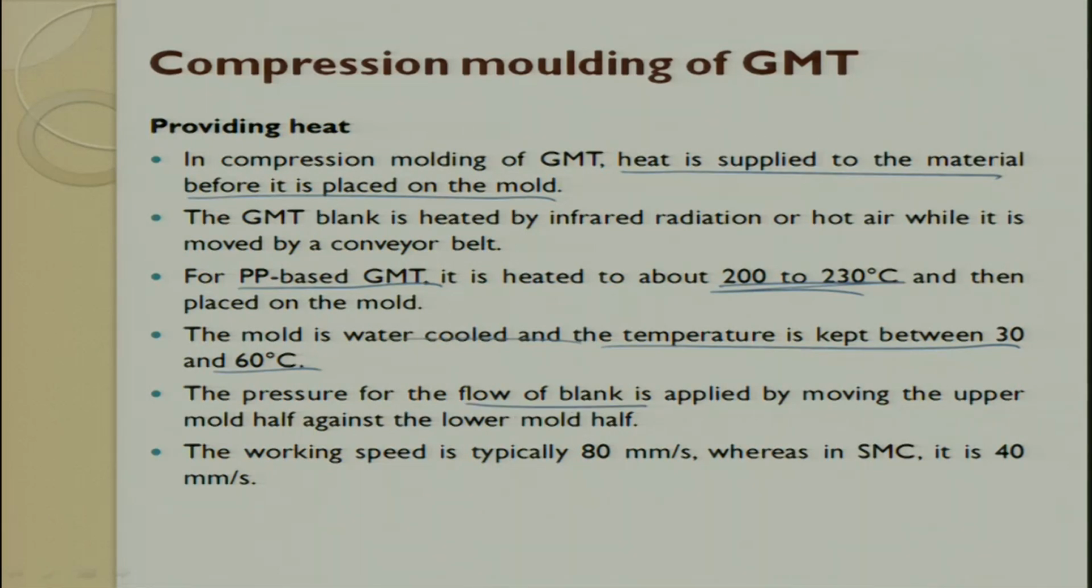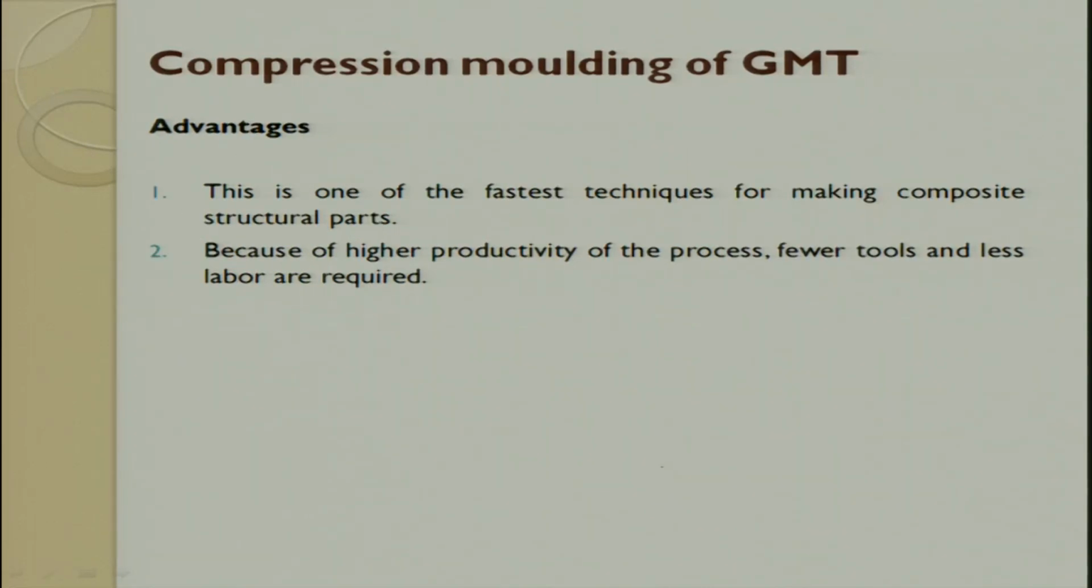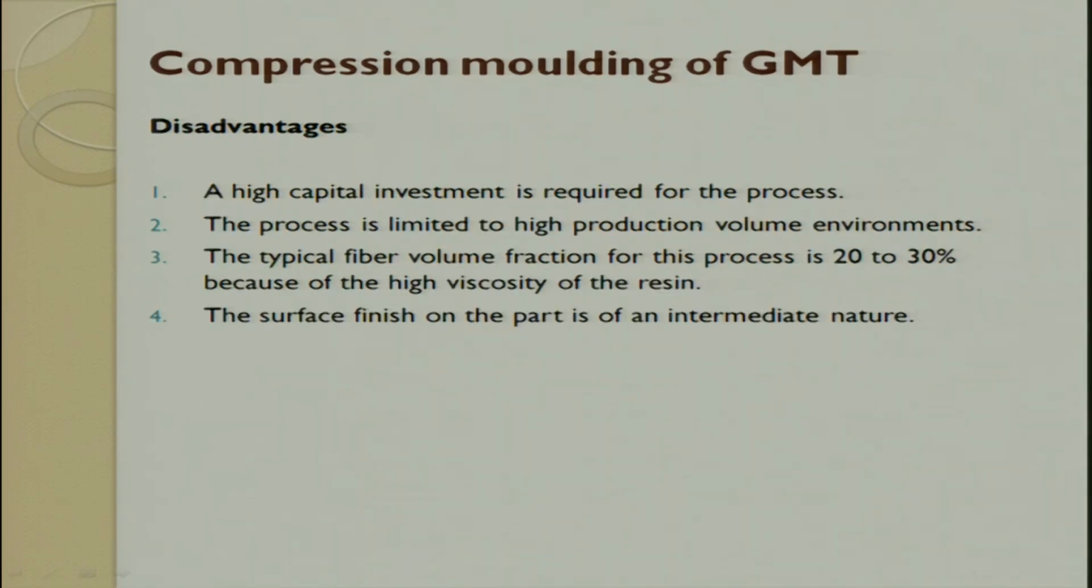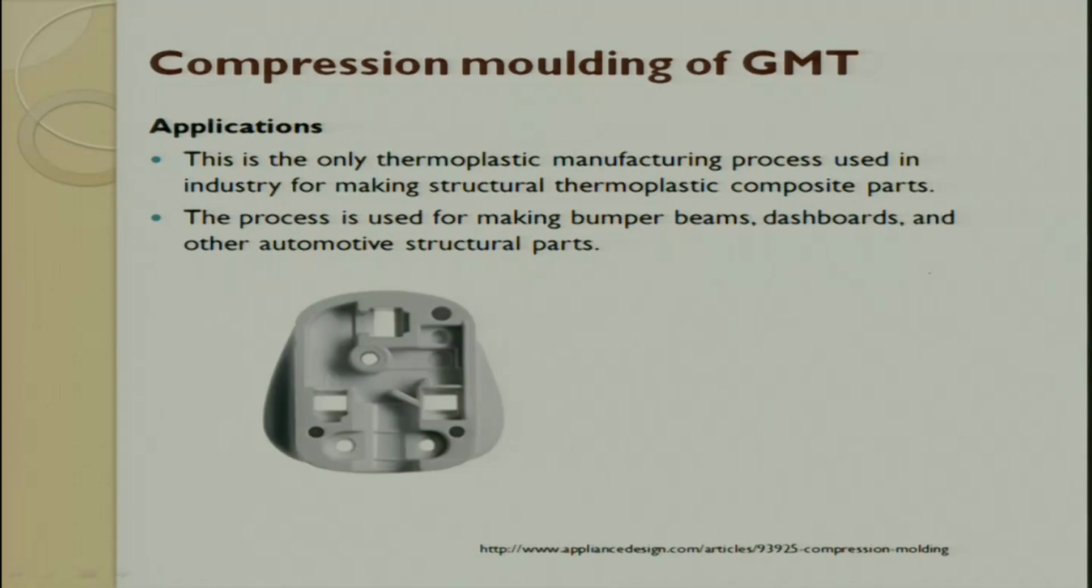The pressure flow of the blank is applied by moving the part up or down to get the required one. The speed with which it is operated is 80 millimeters per second, and this is much faster than that of your SMC. This is the fastest technique in producing thermoplastic composite parts. The productivity is very high. It is capital intensive. The volume fraction cannot go more than 20 to 30%. This is a very important thing.